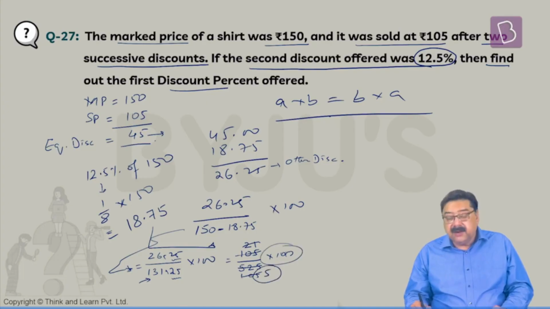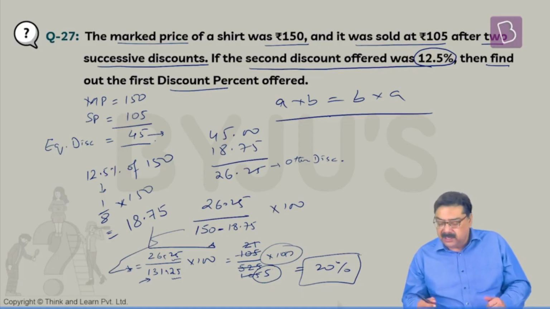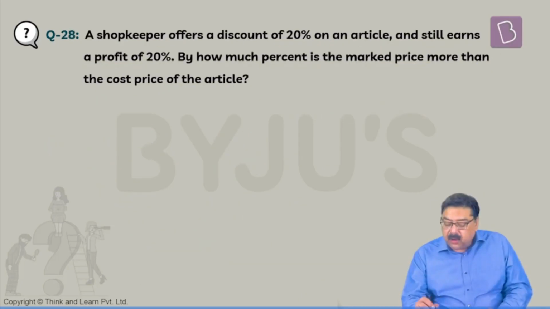So 100 divided by 5 is 20%. So the second discount or first discount, whatever you call here, has to be 20% on the MRP. Now shopkeeper offers a discount of 20% on an article and still earns a profit of 20%.